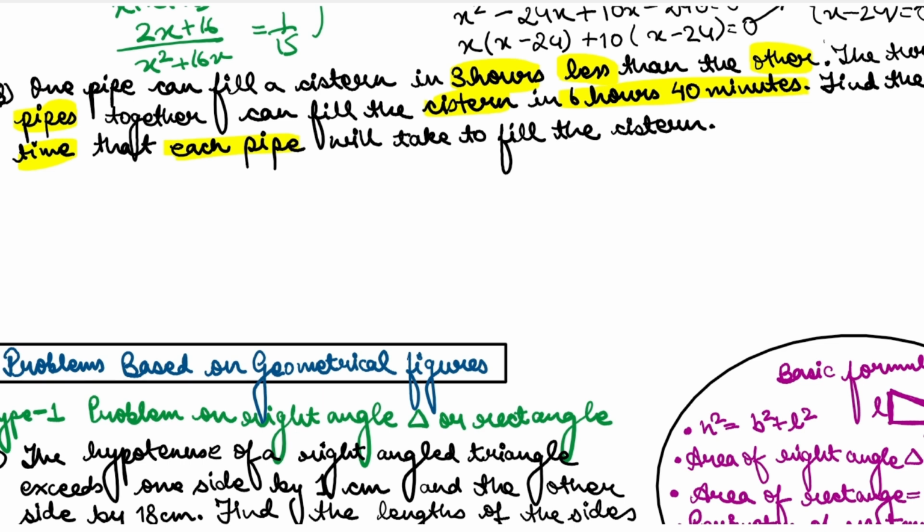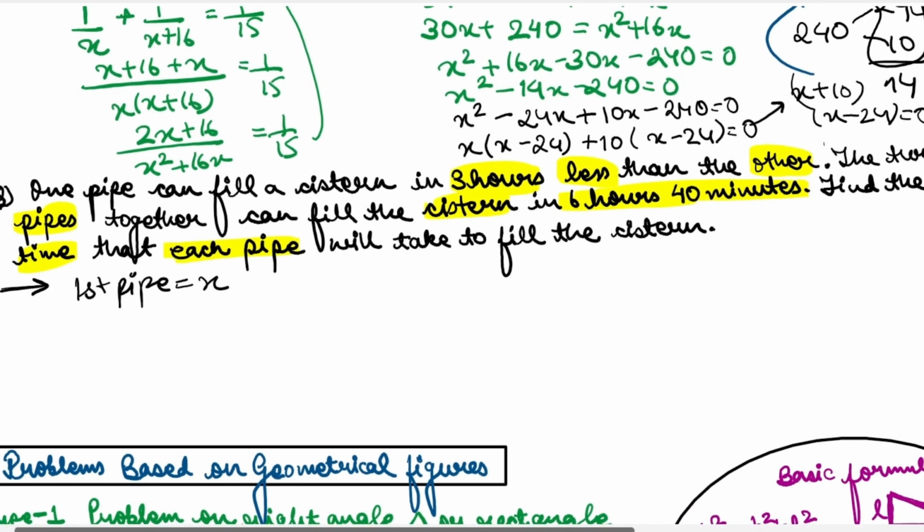So we'll consider that if one pipe, the first pipe, takes x hours, then the second pipe will take x minus 3 hours. Correct? Because the question says that one pipe can fill a cistern in 3 hours less than the other. So if this is x, then it becomes x minus 3, 3 less than that. Now, the time taken by both of them together is 6 hours 40 minutes.